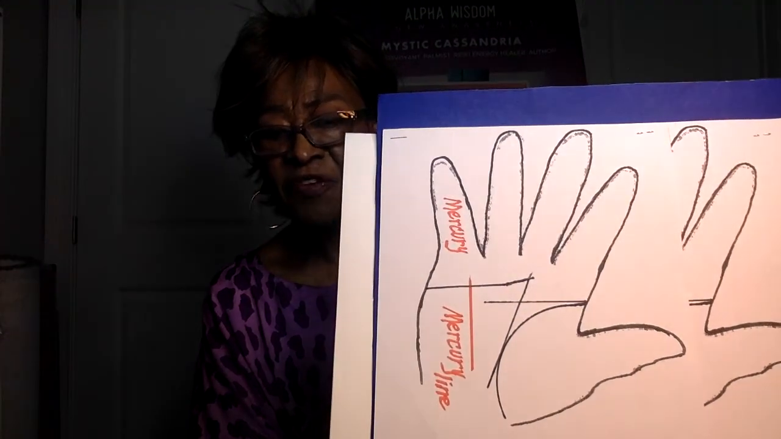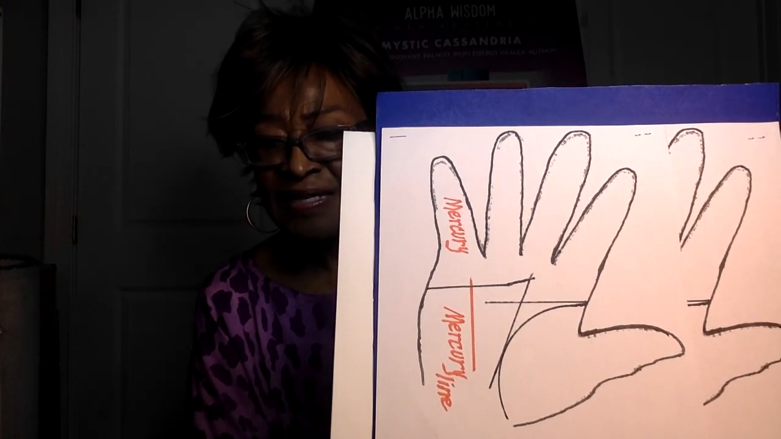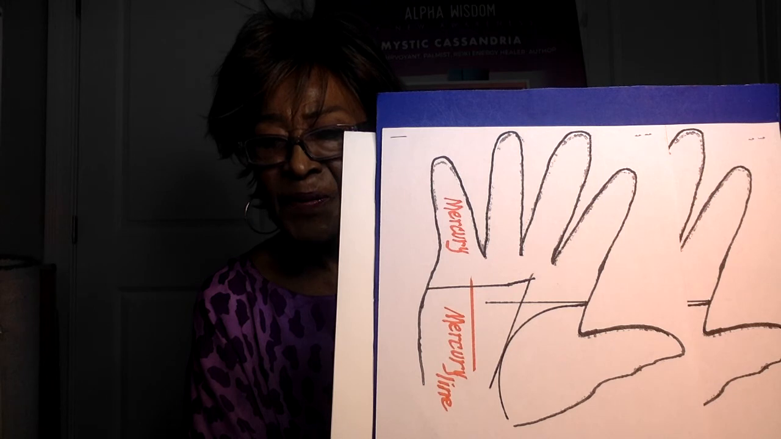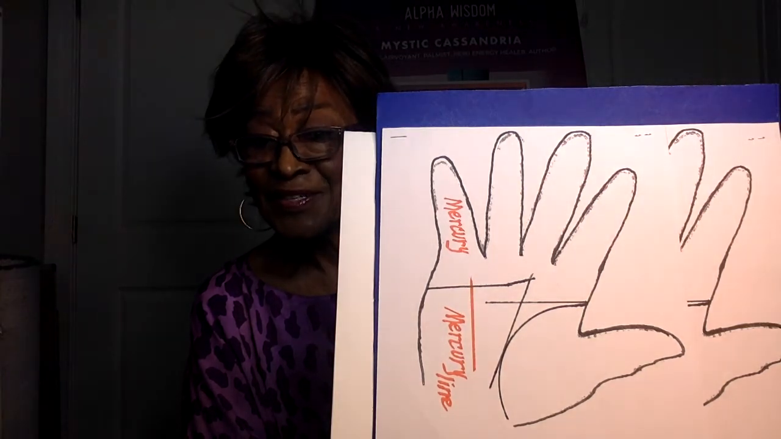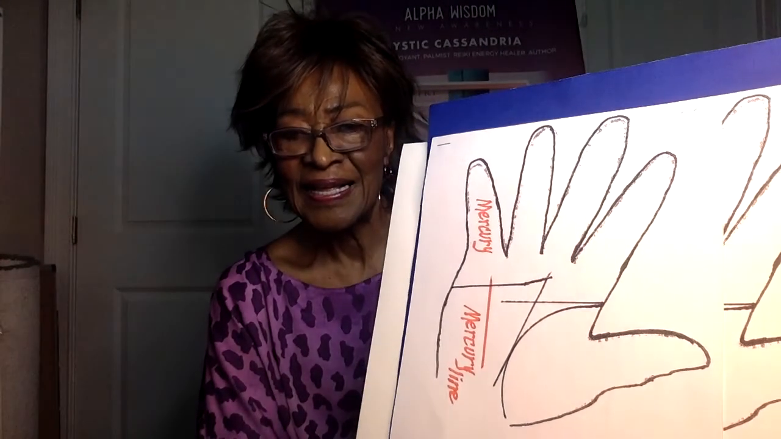And here's one coming from the lunar area. The lunar area is, remember, that area just below the Mercury or little finger or Mercury mount, right across from the thumb ball. That's the lunar area. And see that line is straight? So that's your Mercury line. Okay. All right, that's our lesson for today on the Mercury line.